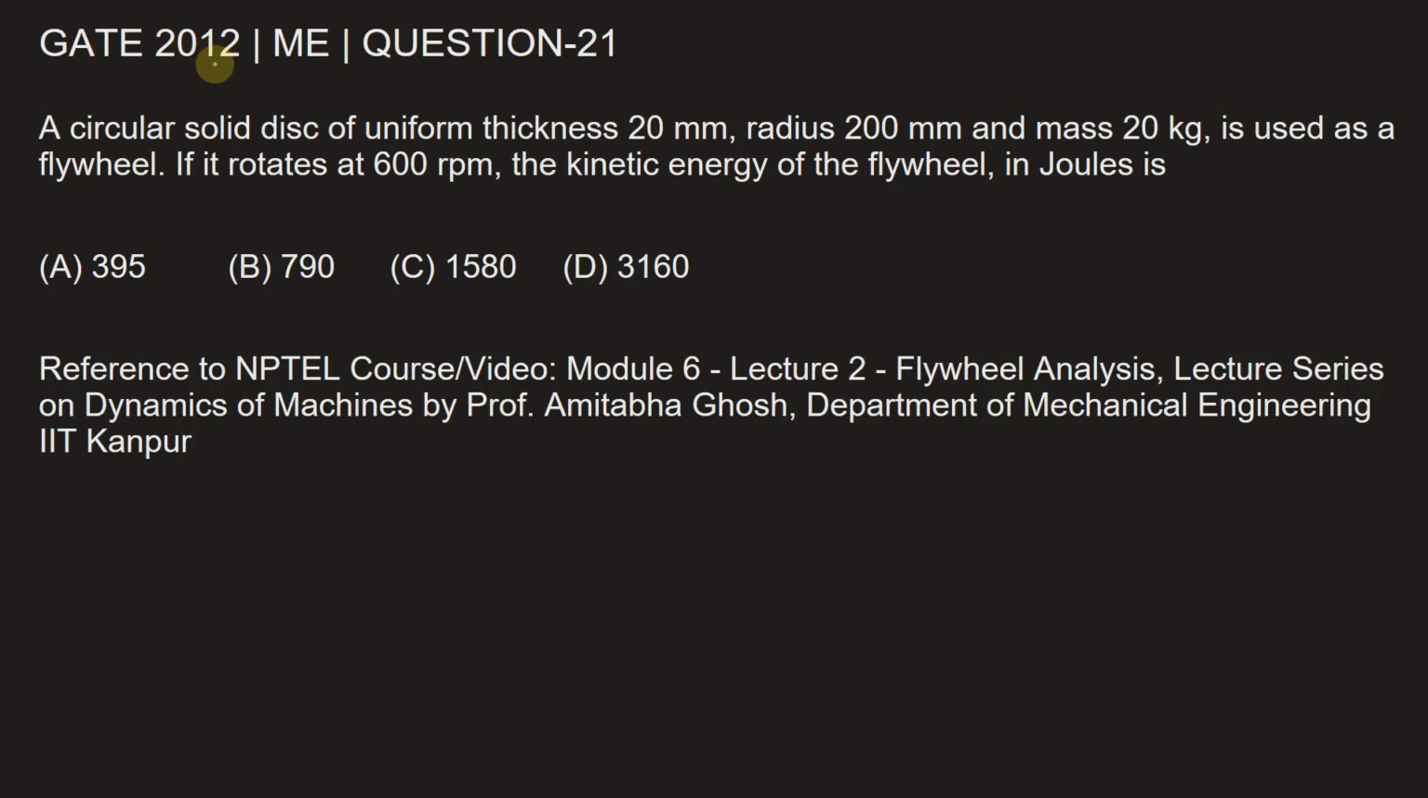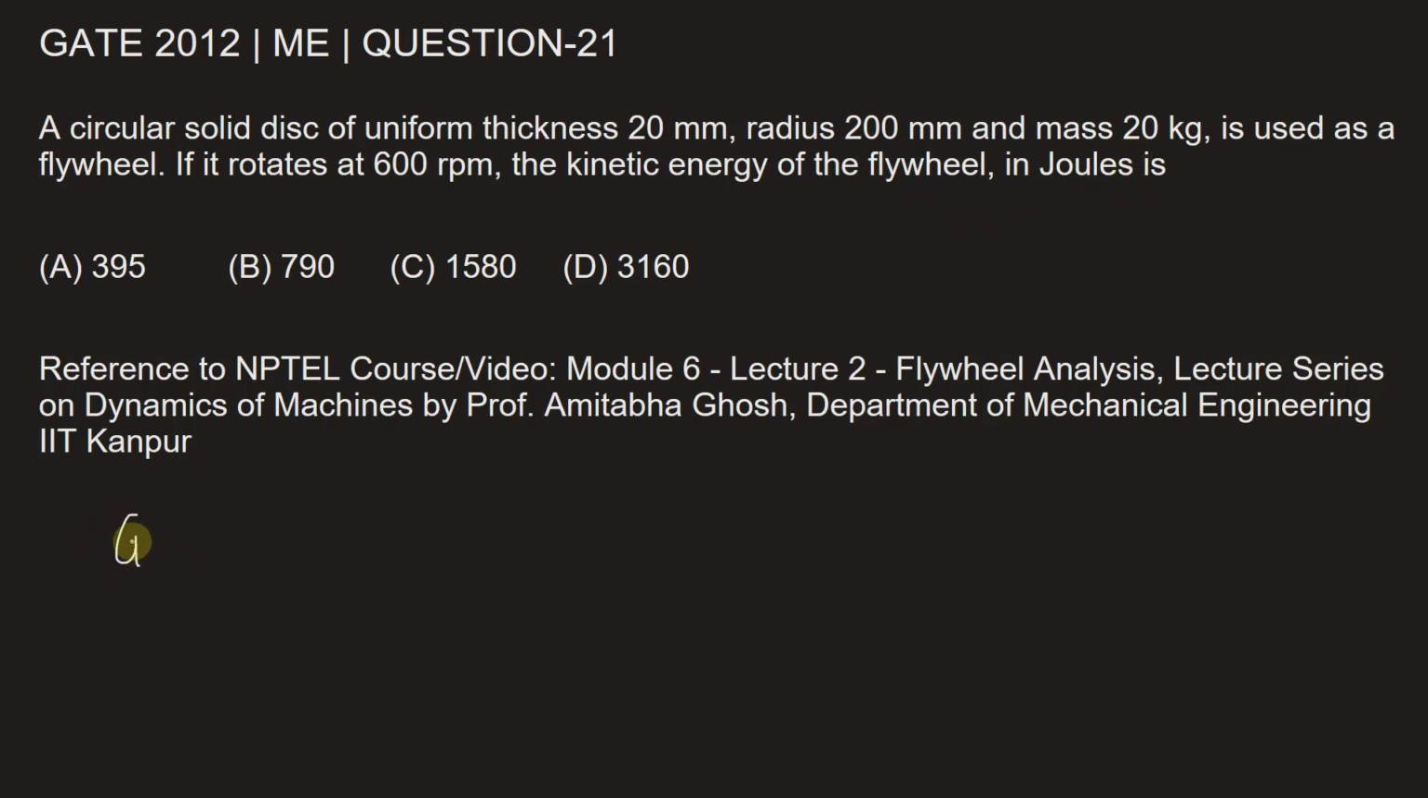This question is from GATE 2012 Mechanical Engineering paper, question number 21. A circular solid disc of uniform thickness 20 millimeters, radius 200 millimeters and mass 20 kg is used as a flywheel. If it rotates at 600 rpm, the kinetic energy of the flywheel in joules is dash.